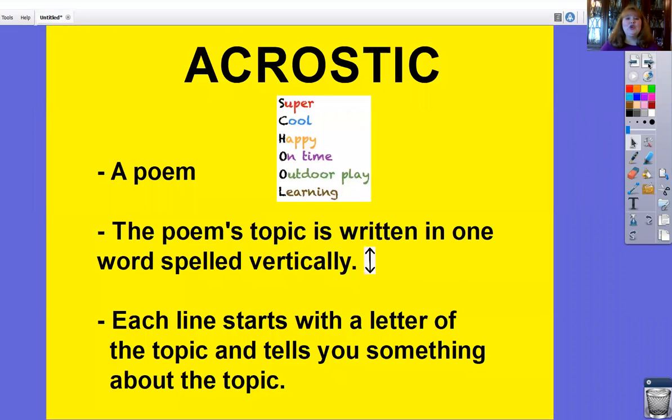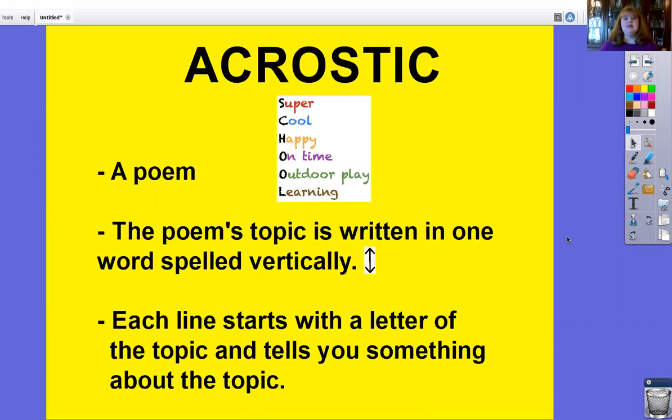It's called an acrostic. I've got an example on the screen. An acrostic is simply a poem. A poem's topic, whatever it is about, is simply written in one word, spelled vertically, going up and down like the arrows that are shown. Like on this one I'm showing you, the topic is school. So anything that is in the poem would be about school. And each line starts with a letter of the topic. So each line would start with one of the letters in school.